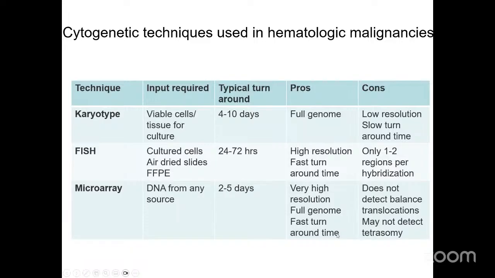It is also a full genome view, and depending on what kind of microarray you're using, it can also give you information on copy neutral loss of heterozygosities. But it will not detect balanced translocations, and it will not detect tetrasomies and the like. So knowing what you are going to miss in these assays is extremely important, to know what kind of genetic abnormalities could still potentially be driving the disease.